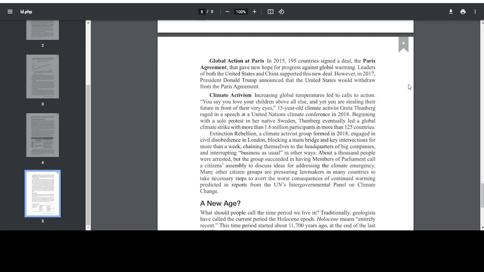Global action at Paris. In 2015, 195 countries signed a deal, the Paris Agreement, that gave new hope for progress against global warming. Leaders of both the United States and China supported this new deal. However, in 2017, President Donald Trump announced that the United States would withdraw from the Paris Agreement.